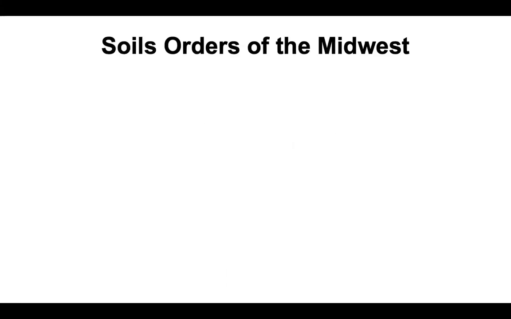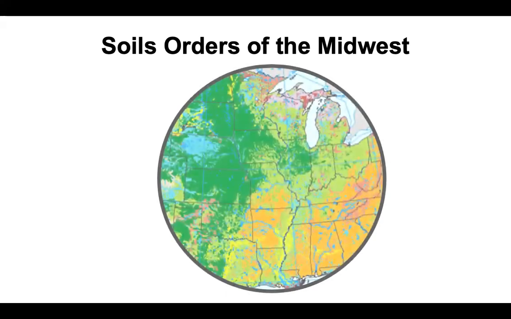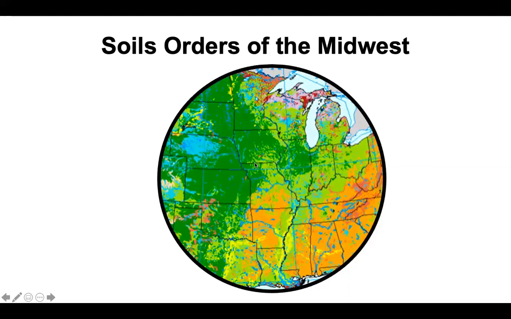I just wanted to talk about the general soil orders of the Midwest, the most common things that you're likely to find. When we look at the Midwest, we can see that there are some pretty distinct lines, and there are some colors that we see more often than others. So first, let's start off with this dark green. That is a mollisol.